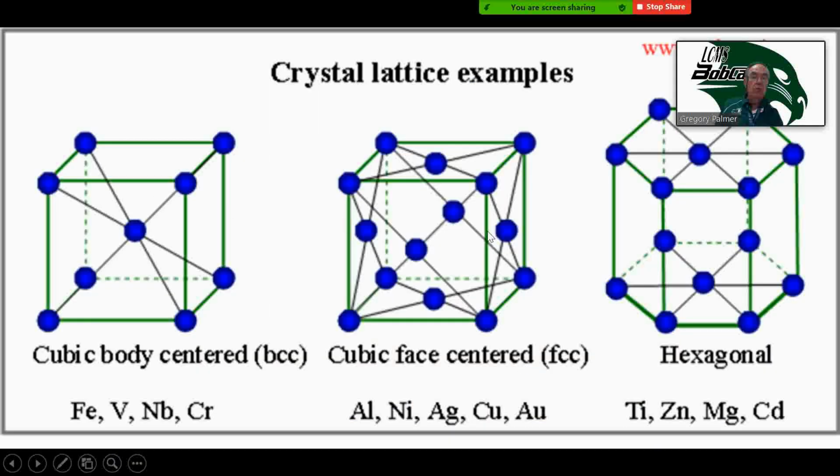Here's some examples of the crystal lattices that these crystalline solids form. So we saw some that are cubes, some that are hexagon, and these are the individual molecules. And as these molecules hook to one another, they make bigger and bigger crystals.